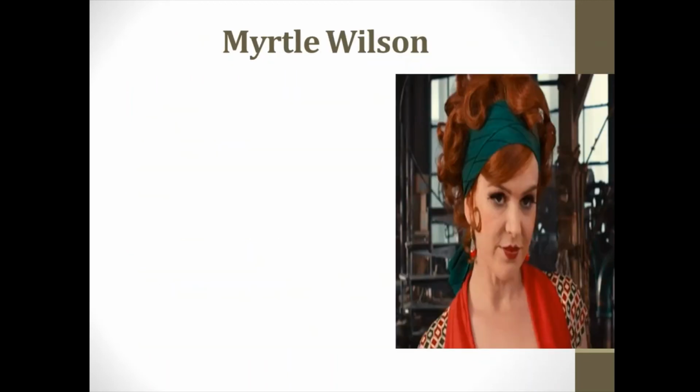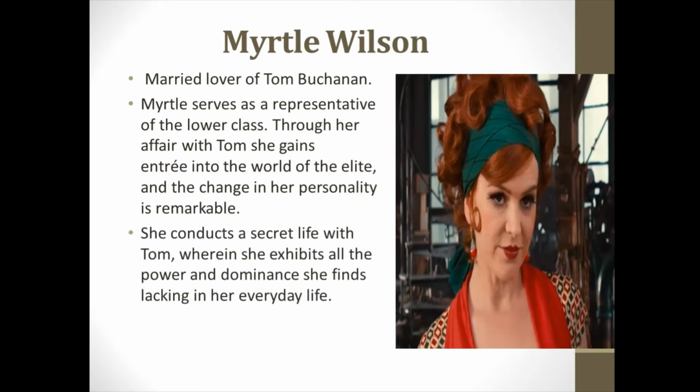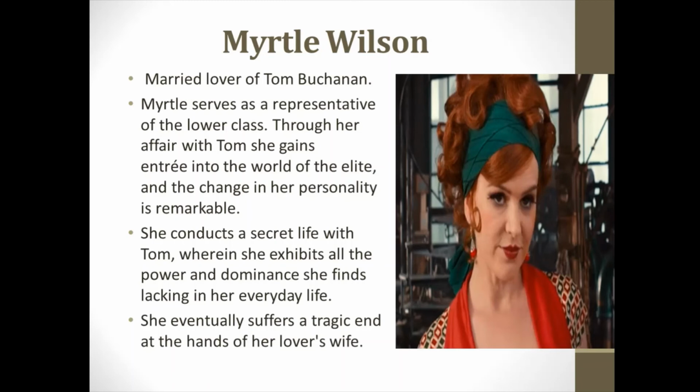Myrtle Wilson is the married mistress of Tom Buchanan. She lives in the Valley of Ashes with her husband George Wilson. The Valley of Ashes is a financial and social wasteland, and from that we see that Myrtle Wilson always wants to escape for a better life. She dislikes her husband for being poor, and she believes that she is desirable to wealthy men. As a result, she finds Tom Buchanan as her lover. Through her affair with Tom, she gains entry into the world of the elite. Myrtle Wilson represents lower class people striving for the wealth, prestige, and lifestyle of the elite. She eventually suffers a tragic death at the hand of Daisy, her lover's wife.